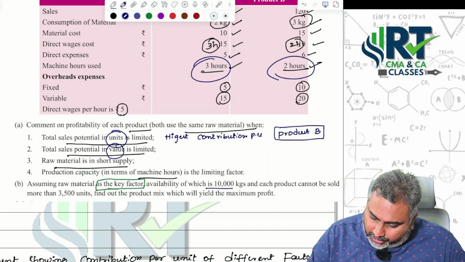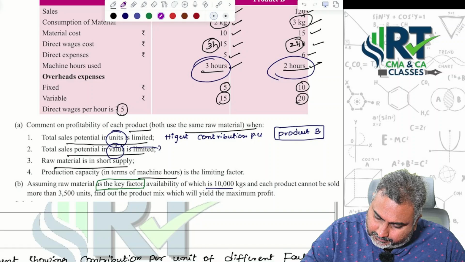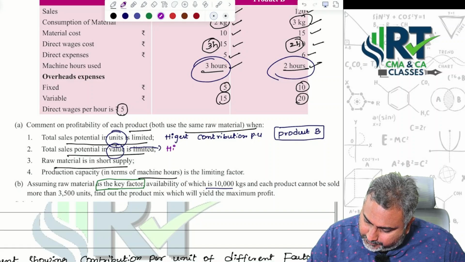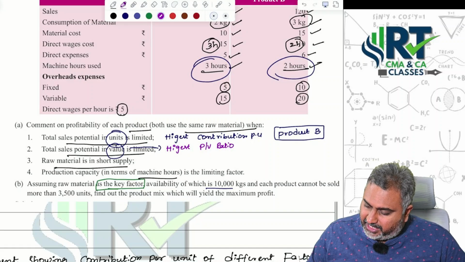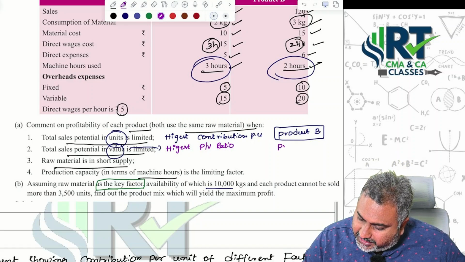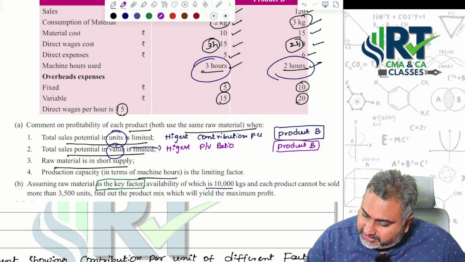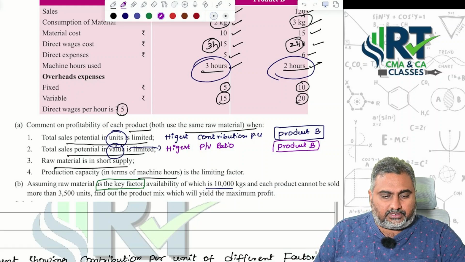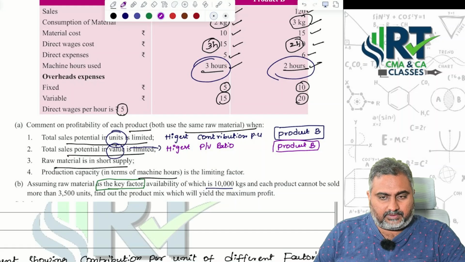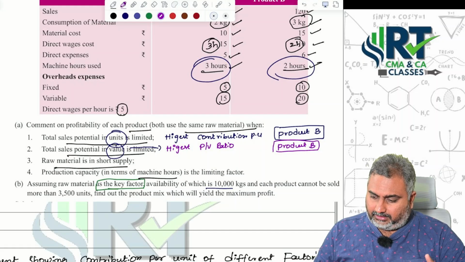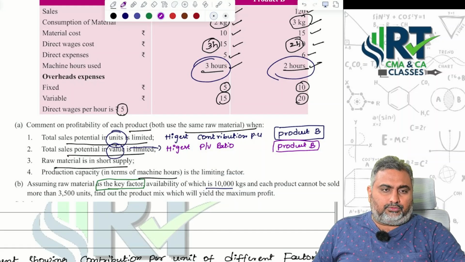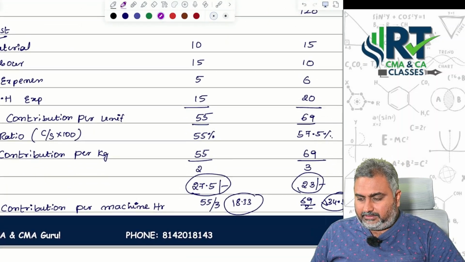Whenever value is coming into the picture, the highest profit volume ratio product will be selected. Among A and B, once again, product B will win the race. That is giving you the highest PV ratio itself. Correct, sir? Yes, sir. So among those two, which is giving you the highest PV ratio? Product B is.